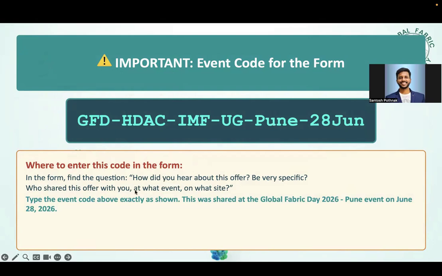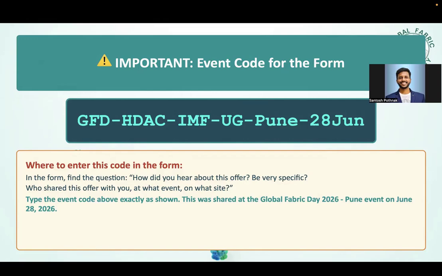So there is a question in the form which says, how did you hear about this offer? Be very specific. Who shared this offer with you, at what event, on what site? So all you need to do is just paste this code over there. That's when you'll be able to get that voucher easily, and we will be able to track your form submission from the back end using the same code if you are doing the same. Okay, this is very important, and we'll do that right away.